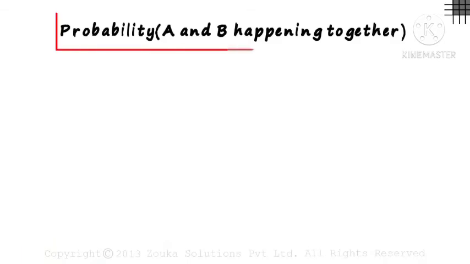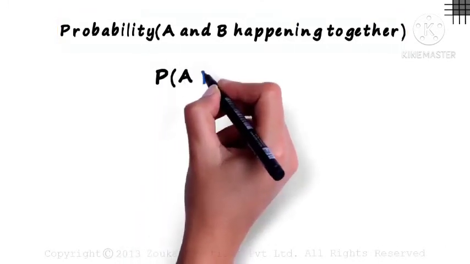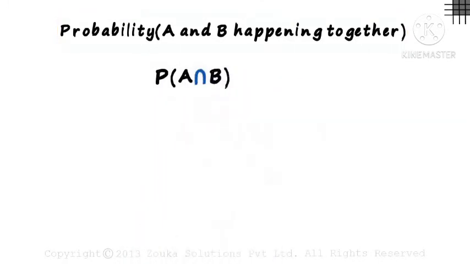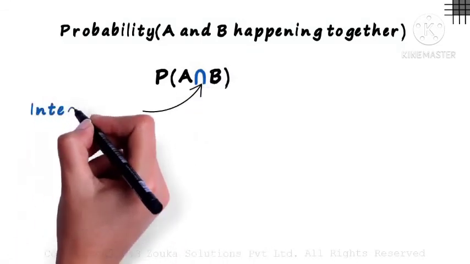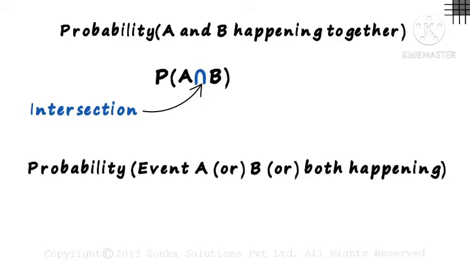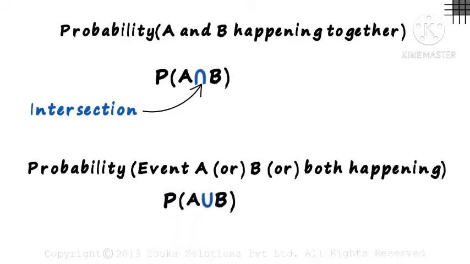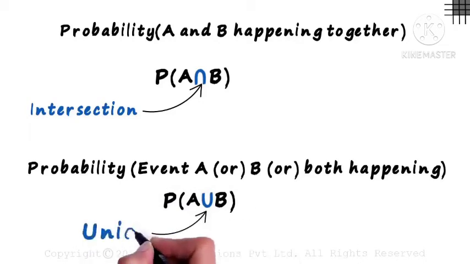Sometimes we have to find the probability of events A and B happening together. That is written as probability of A inverted U B. This sign denotes intersection. It tells us that this is events A and B happening together. Other times, we may need to find out the probability of events A or B or both happening together. That is denoted by P of A U B. This U sign means union.